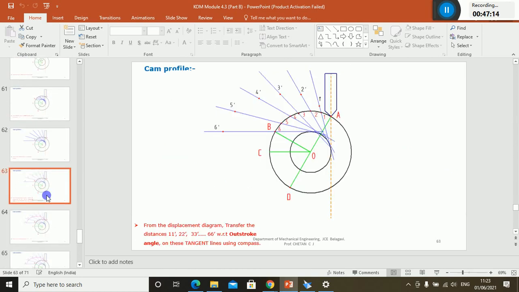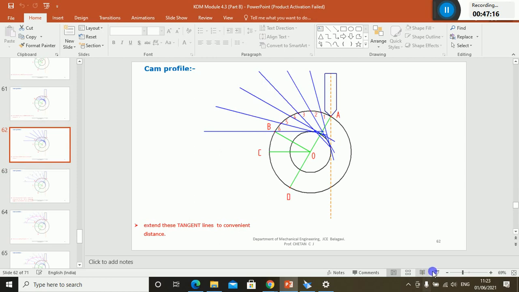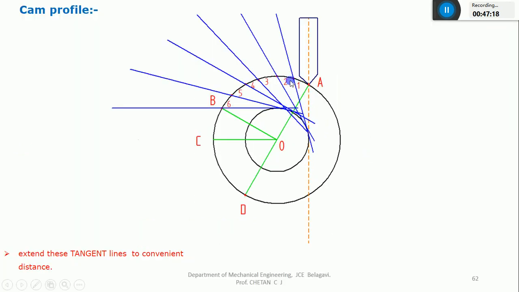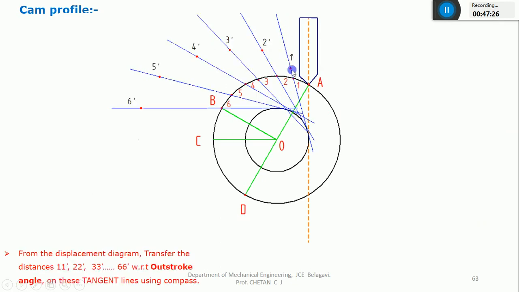Using the compass, take point 1 as the reference line and draw one arc. That arc will intersect this first tangent line at a certain point. That is nothing but 1 dash, 2 dash, 3 dash, 4 dash, 5 dash, 6 dash. This is the distance you have transferred from the displacement diagram.